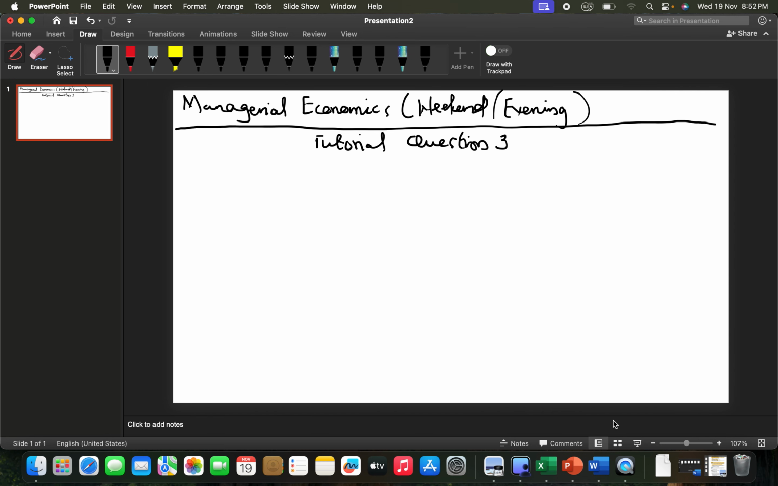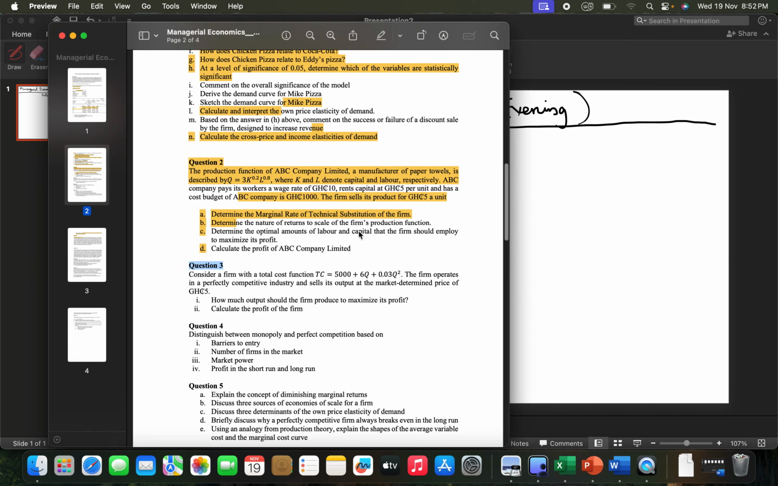So the tutorial question 3 states that, consider a firm with a total cost function TC equal to 5,000 plus 6Q plus 0.03Q squared. The firm operates in a perfectly competitive industry and sells its output at the market determined price of 5 Ghana cedis. I. How much output should the firm produce to maximize its profit? II. Calculate the profits of the firm.